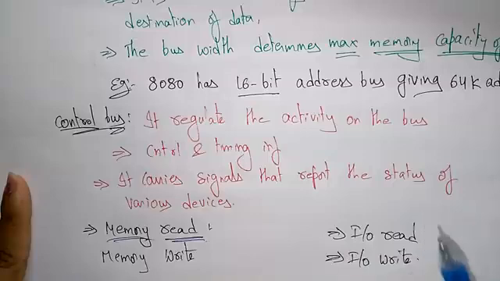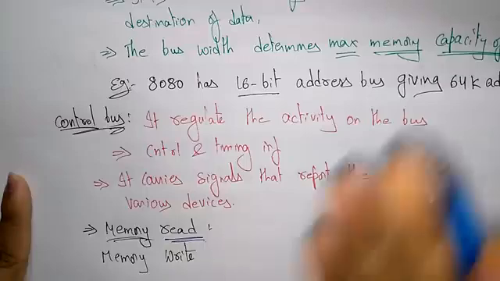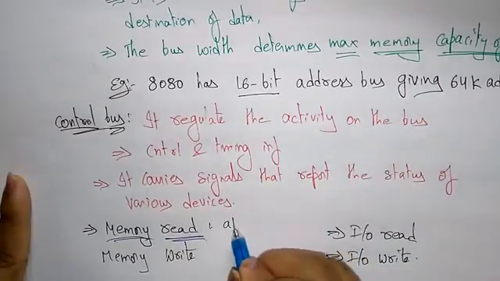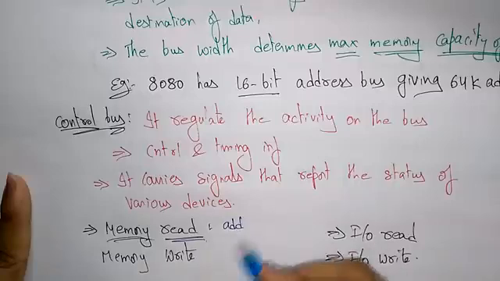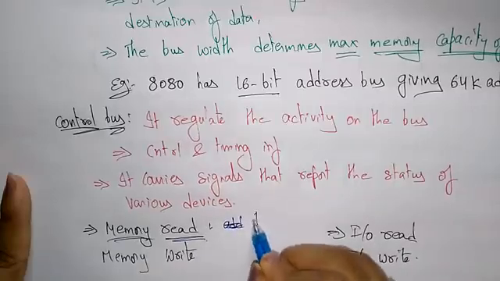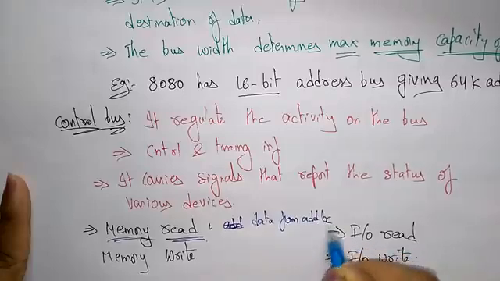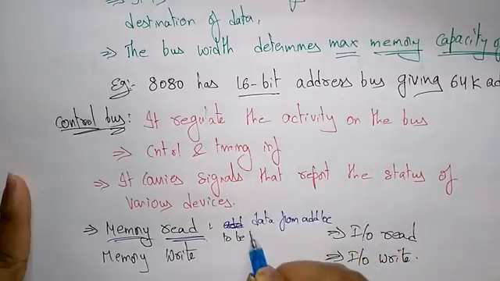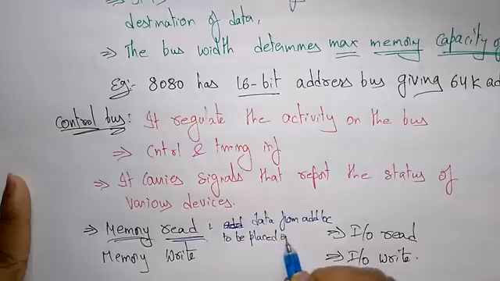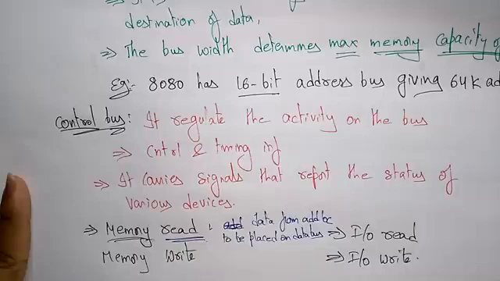So we have to get the data from the address location to be placed on the data bus. You just place the data on the data bus with the help of memory read.